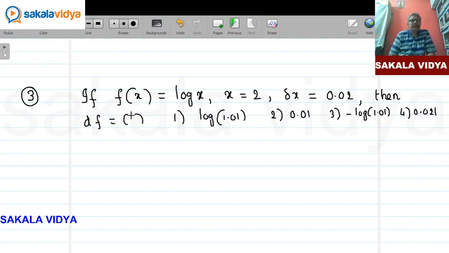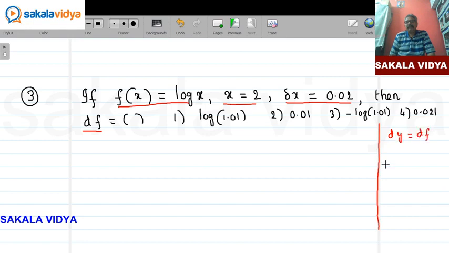So now if f of x is equal to log x, given x is equal to 2, delta x is equal to 0.02, then df we need to calculate. Again the same concept we need to apply. The concept is dy or df, or both are same, approximately equal to f dash x into delta x. This is a formula. Any newcomers are there, please note down. Now the solution follows. First let us find out the derivative of this function. So f dash x equals log x differentiation, which is 1 by x.